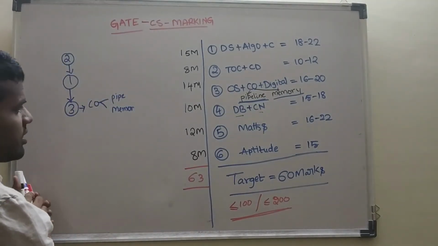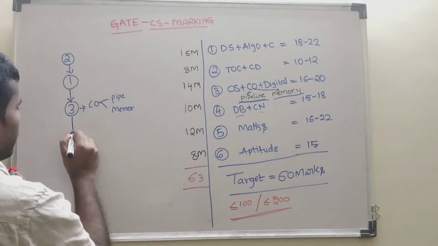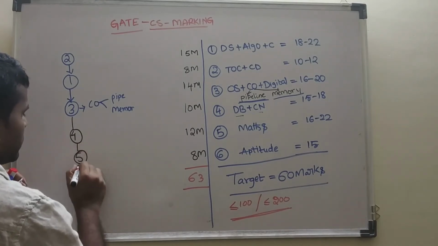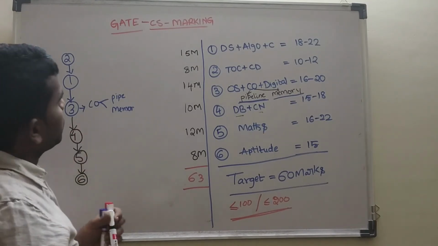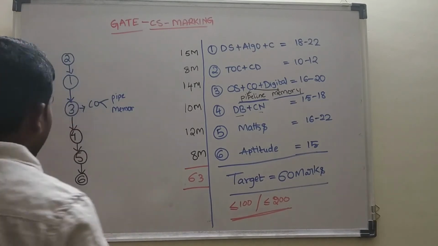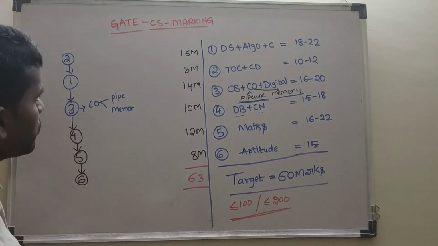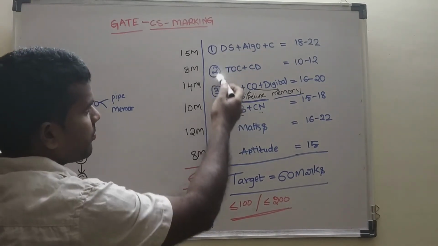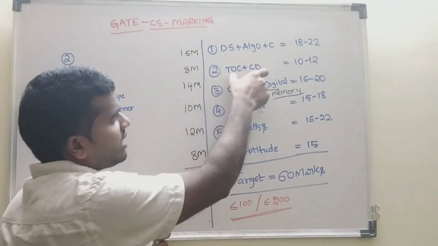After 3, you can follow 4, then 5, 6. This is the order you can follow. And I can say one thing. Not only this, you can also directly start with the order as it is, 1, 2, 3 like that. There is no issue in that, but this is the very easy subject.